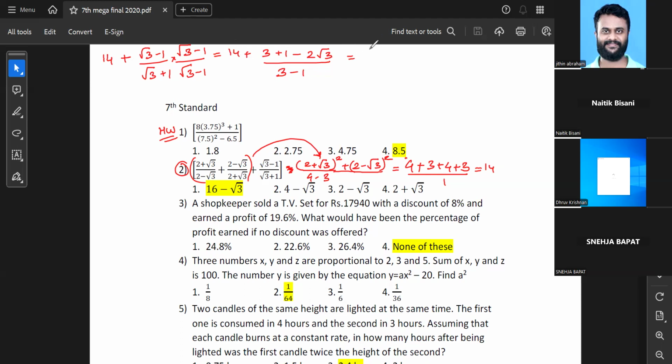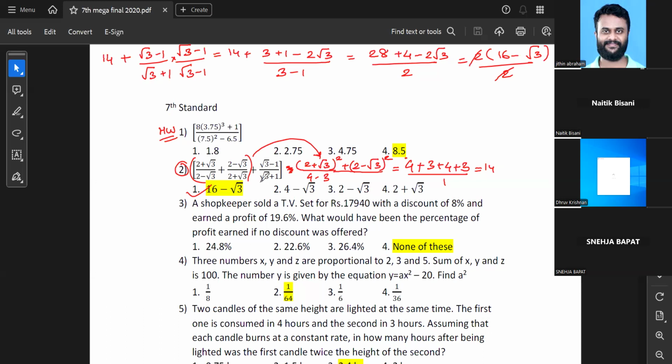So 14 multiplied by 2 becomes 28. 3 plus 1 is 4, minus 2 root 3, divided by 2. So that will give me 28 plus 4 is 32, minus 2 root 3. From this, when I take 2 common, I'll be left with 16 inside the bracket minus root 3, divided by 2. 2 and 2 get cancelled. That gives me 16 minus 3 root 3 as my final answer.